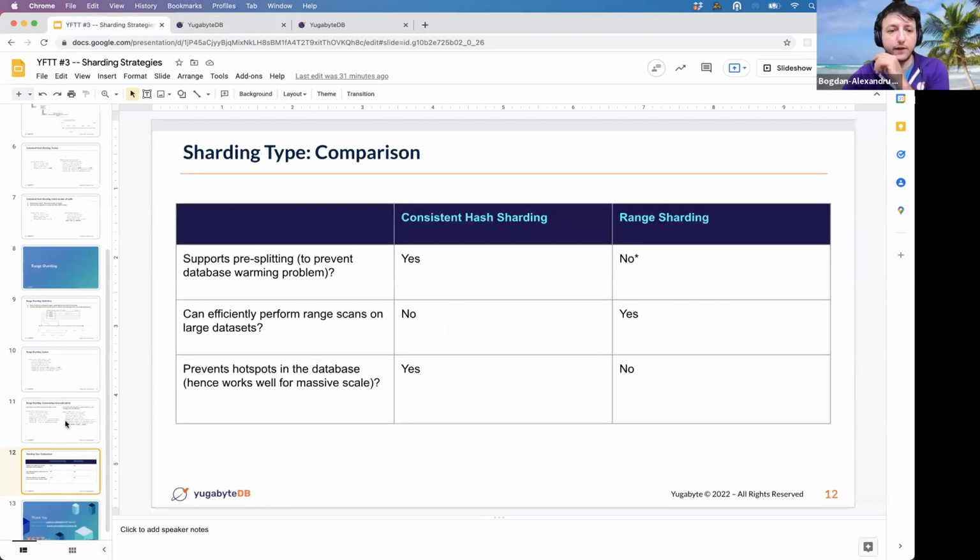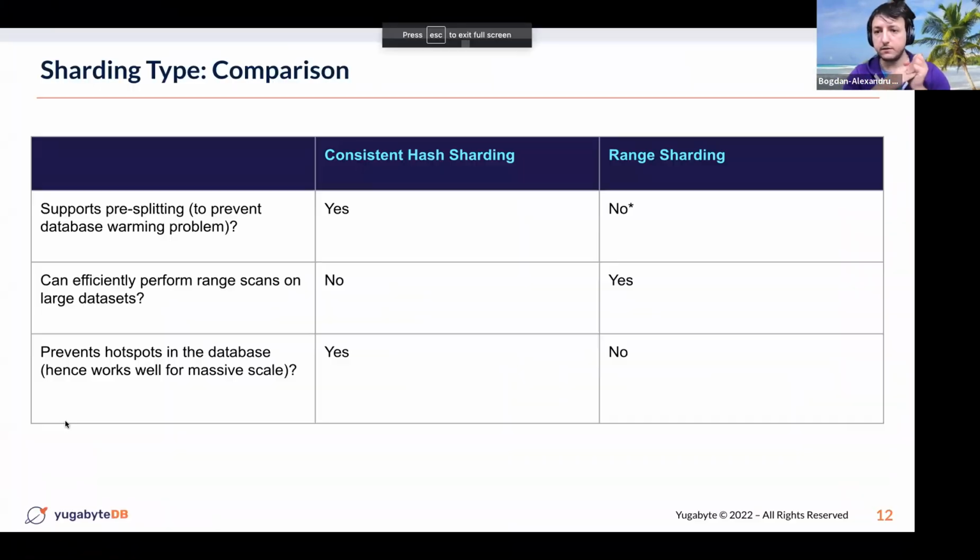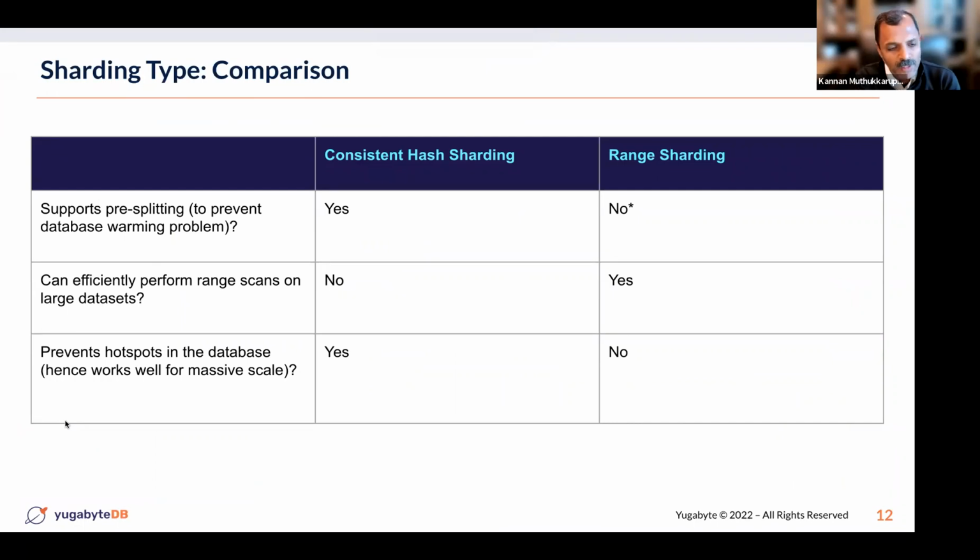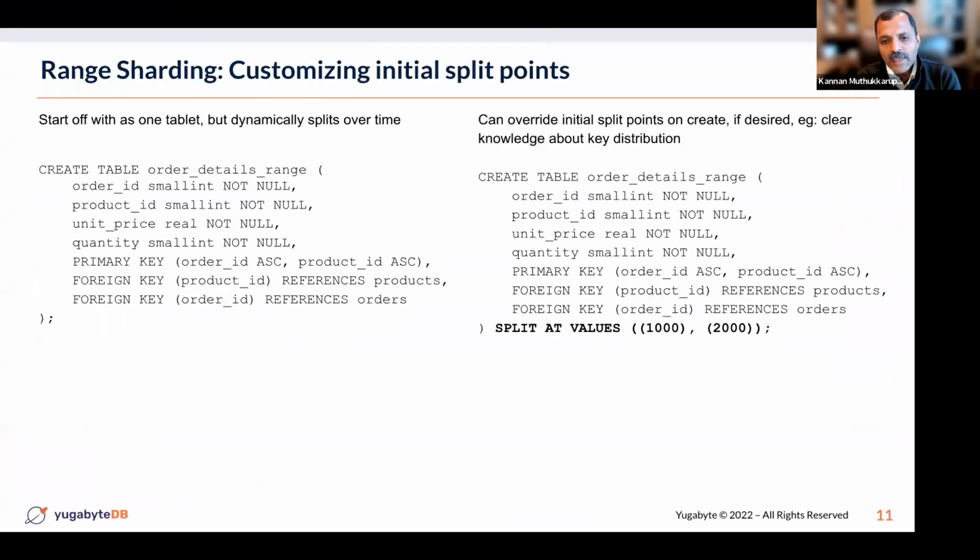I guess the final thing I wanted to go over is essentially to compare the two so that we can round out the two strategies. Maybe one question before we do the comparison, Bogdan, is a lot of these decisions, are they applicable to indexes also, or do they only apply to tables?